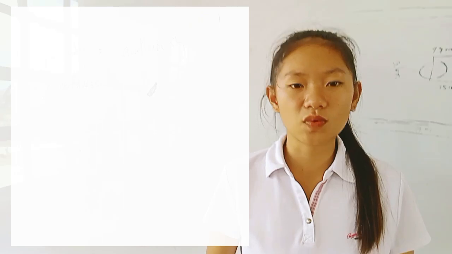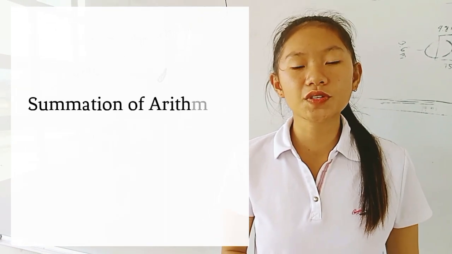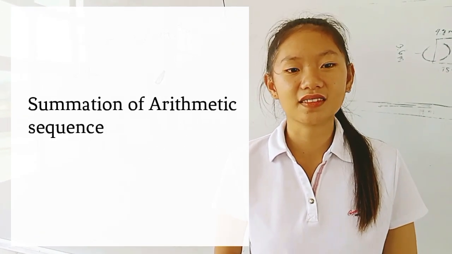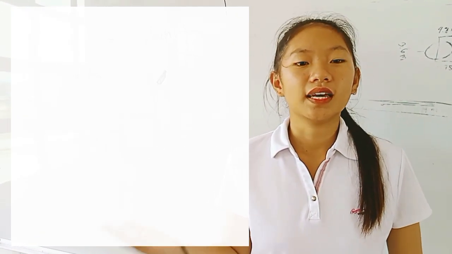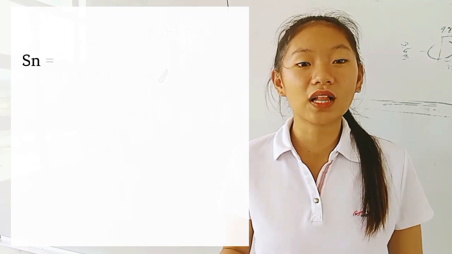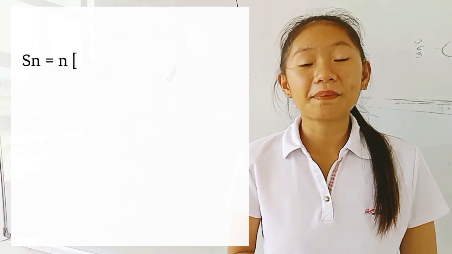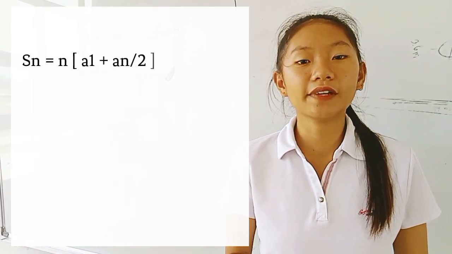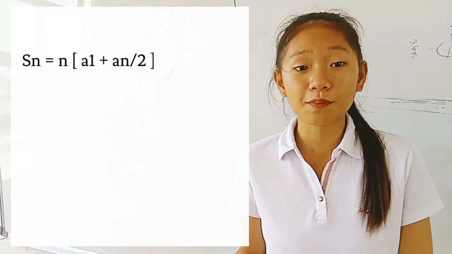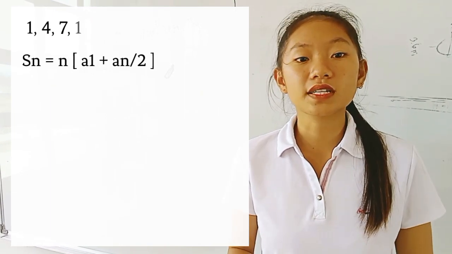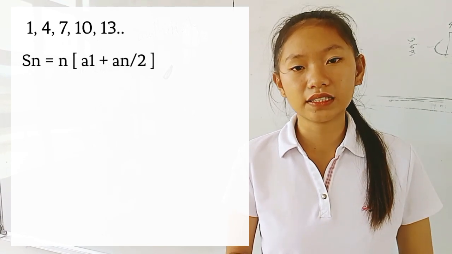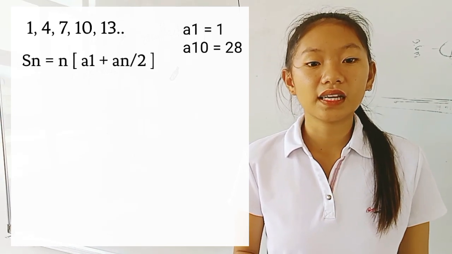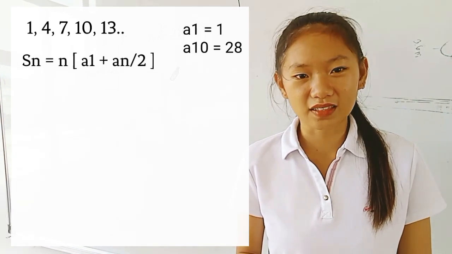Summation of an arithmetic sequence. The definition of the summation of an arithmetic sequence is the sum of all the terms of a sequence. So we have the formula: S sub n is equal to n times a sub 1 plus a sub n, divided by 2. Back to our example, we have the arithmetic sequence 1, 4, 7, 10, and 13. So a sub 1 would be 1, then a sub 10 would be 28.